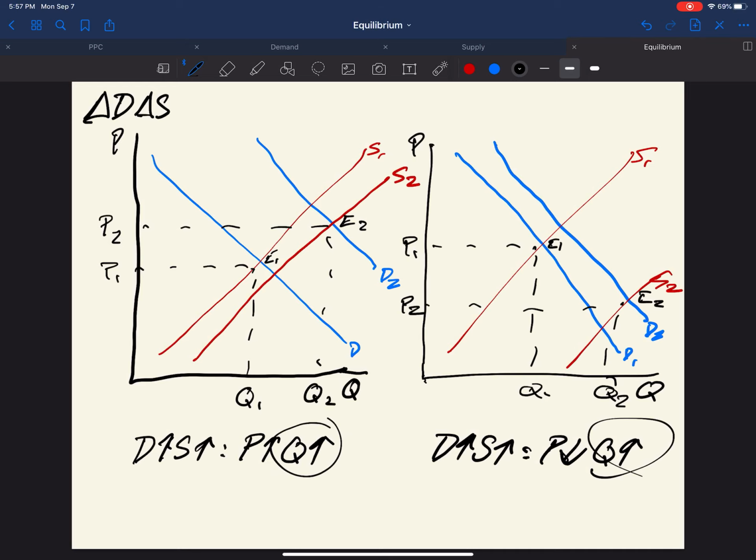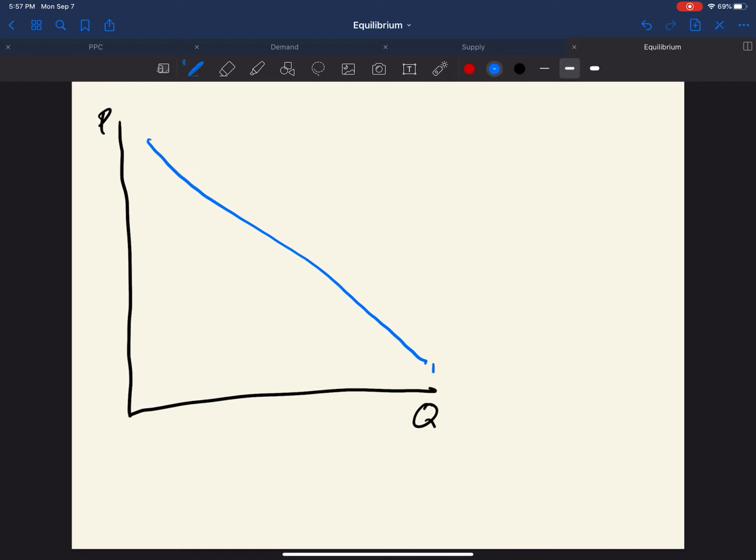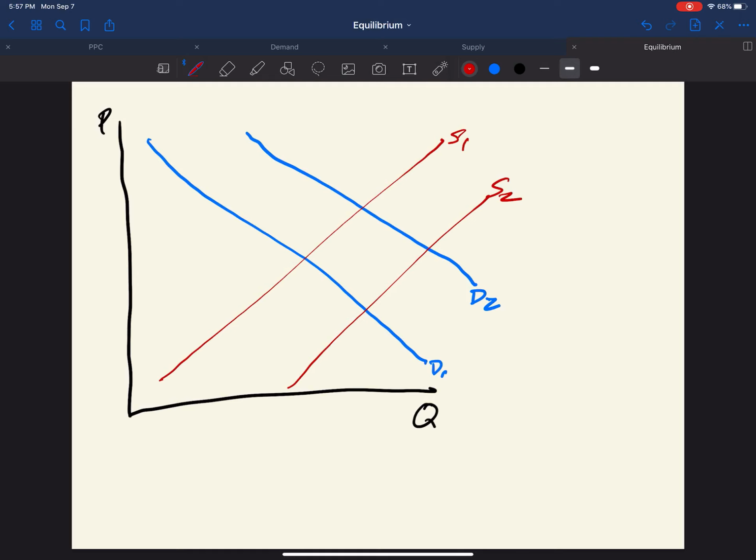Quantity increased both times. Keep that in the back of your mind. So, same idea on this end. I'm going to make this graph a little bit bigger because we're going to use both sides here. So here's demand 1. Here's demand 2. Here's supply 1. Here's supply 2. Okay? So now let's draw in the ant trails.